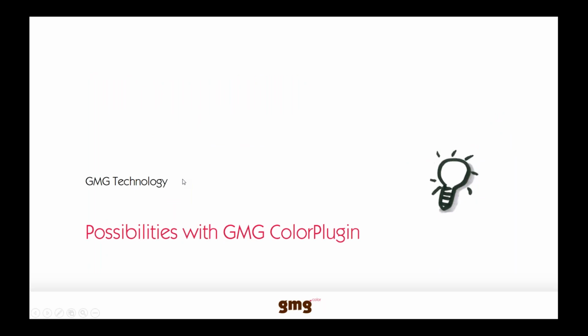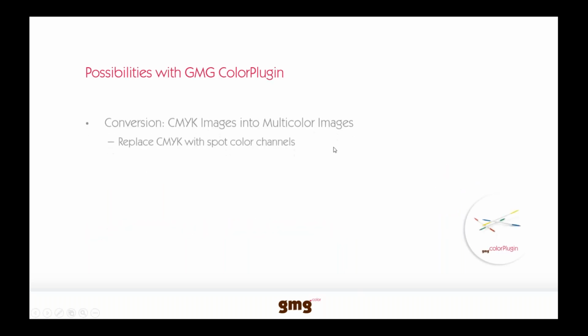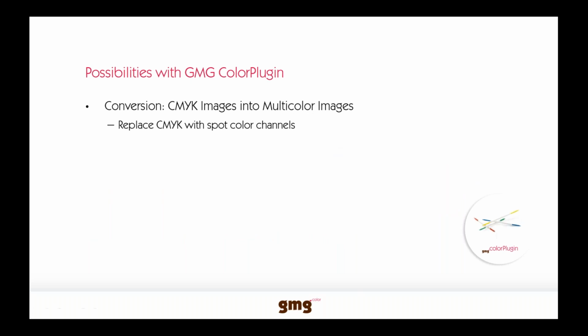So what are the possibilities with our plugin right now? Maybe you heard already from it or saw it previously in other sessions. You have the possibility, of course, to convert CMYK images into a multicolor image. So you can replace CMYK with spot color channels. For example, instead of the cyan, you can have a blue, or you can also have a violet or whatever. You can really replace CMYK channels with spot colors, or also extend it if you want.